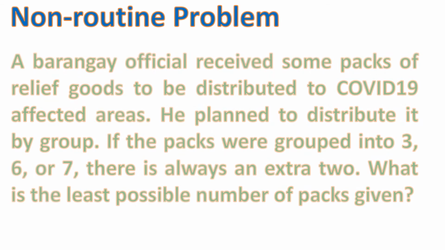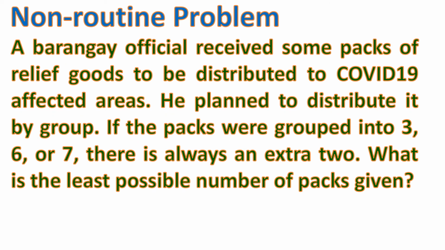Now let's have another non-routine problem. So we have this a bit longer. A barangay official received some packs of relief goods to be distributed to COVID-19 affected areas. He planned to distribute it by group. If the packs were grouped into 3, 6, or 7, there is always an extra 2. What is the least possible number of packs given?